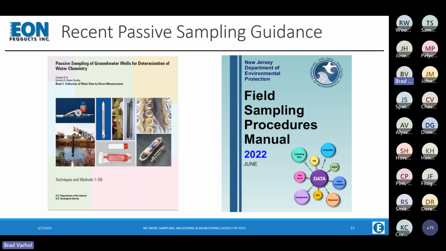And then New Jersey just recently updated their field sampling procedures manual, which is very detailed and now includes the devices we talked about today, and how and when to use them. So there is general acceptance across quite a number of agencies.